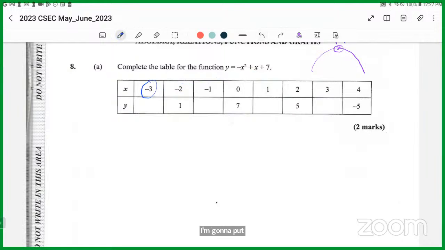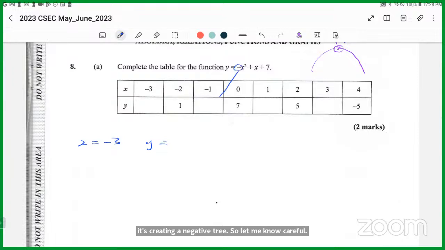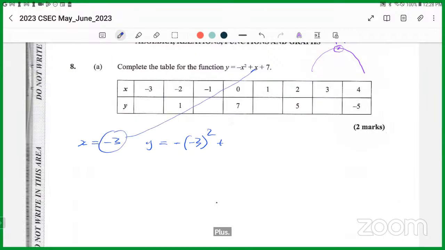All right, so let's do it down here. So x equals -3. The y is going to be negative, and then square the -3. So watch me now, carefully. The negative in front of the x squared, I'm putting it first. Then I'm squaring the -3 as the x. Plus, again, the x is -3 right here, so I'm adding a -3. I'm breaking it up for you. Plus 7. That's what I'm working on.